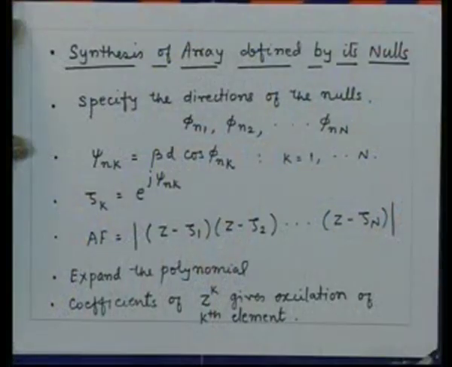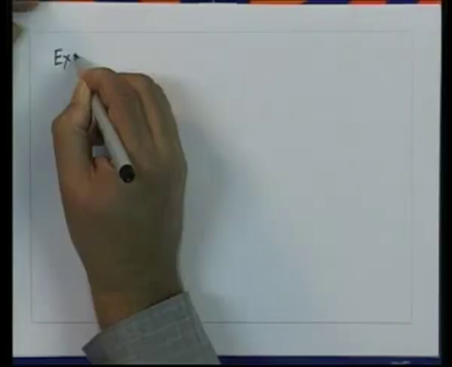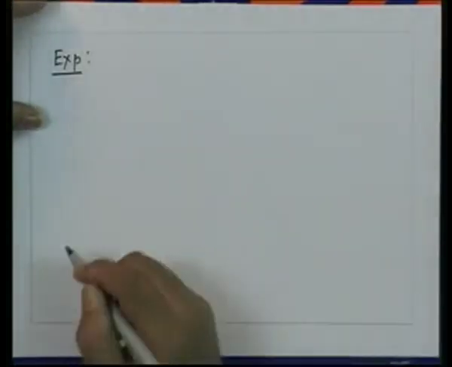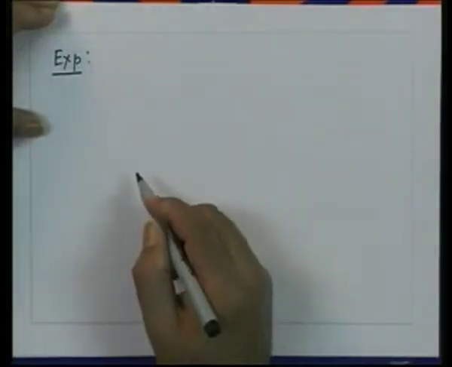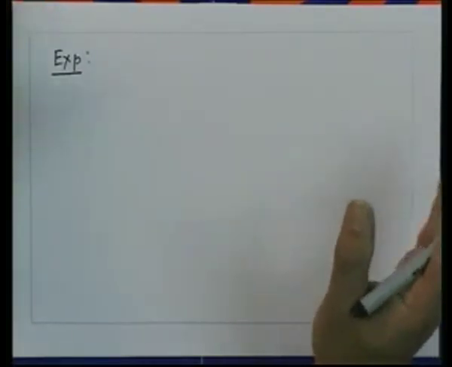Let us take a simple example to understand how we define this. So, let us say we want to design an array which has two nulls, one corresponding to phi equal to 0, another corresponding to phi equal to pi by 2. So, I do not know how many elements will be required by this, but since there are two nulls which are specifying the radiation pattern, we require 3 elements. We require a polynomial of degree 2.